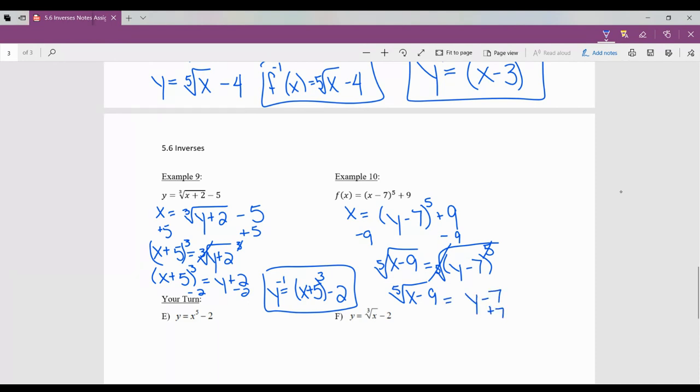And then I add 7. And that happens after I take the root, so it's going to be outside of the root. So it's y equals the fifth root of x minus 9 plus 7 is outside of it because it happens after. And then I look and I see, all right, it's function notation, so I just have to change that y to function notation. F inverse equals the fifth root of x minus 9 plus 7.